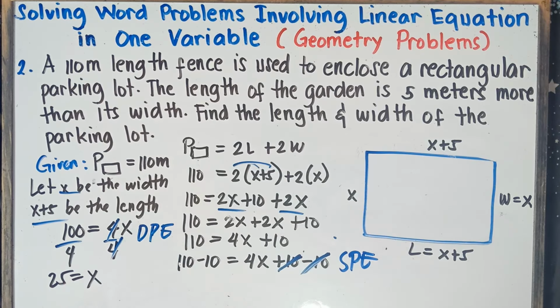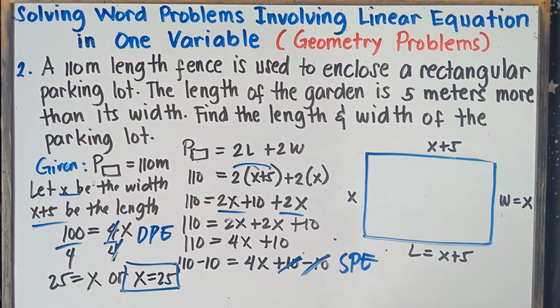Copy the equals sign, copy x. Or we can write this one as x equals 25. This is just the same, class. Once again, class, this is just the same. We call that one the symmetric property.